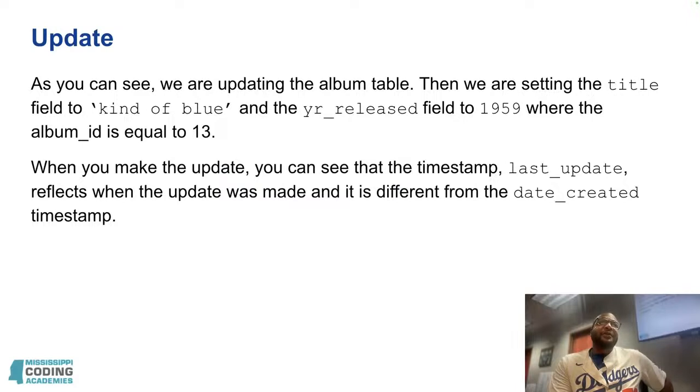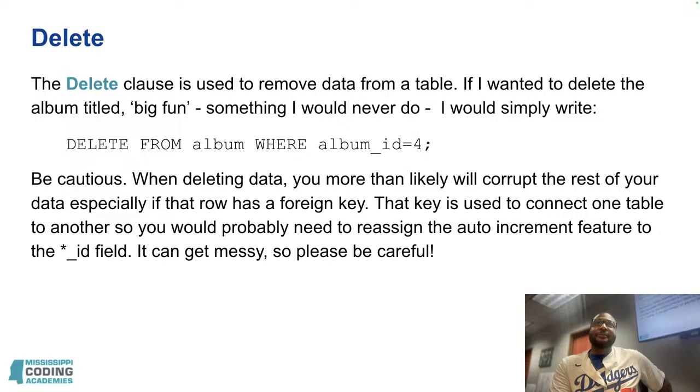And we have that right here. As you can see, we're updating the album table. Then we're setting the title field to Kind of Blue and the year released field to 1959, where the album ID is equal to 13. Again, you may need to check if you're following along with me, and if you added more albums, you may need to check and make sure it's the correct ID for the album. When you make the update, you can see that the timestamp last update reflects when the update was made and is different from date created timestamp.